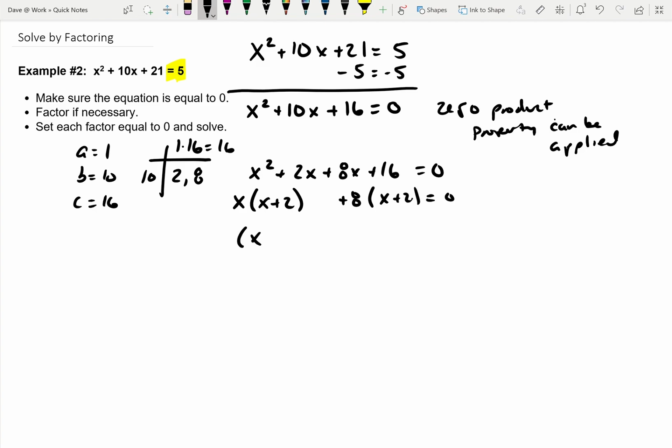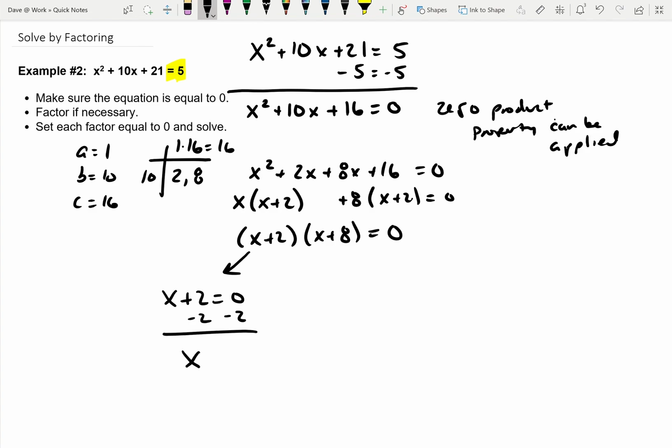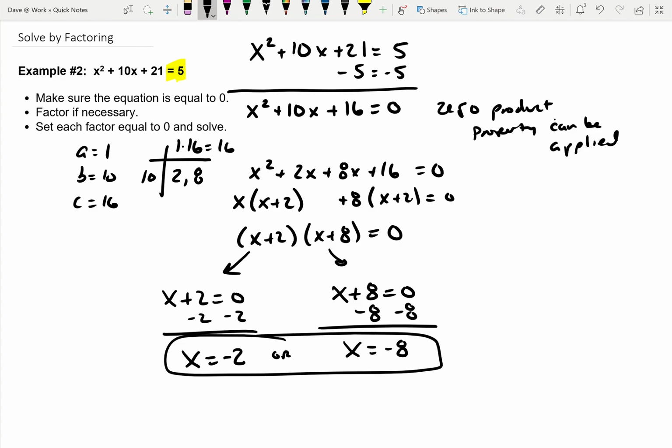And so I'm going to get two factors, x plus 2 and x plus 8, and I'm going to have it equal to 0. And because it now equals 0, I can apply the zero product property. I can essentially say, when does x plus 2 equal 0? And after subtracting 2 from both sides, one of my solutions is x equals negative 2. If I go x plus 8 equal to 0, because that's a possibility, and I subtract 8 from both sides, I will have x equal to negative 8. And in this case, these are my two solutions.